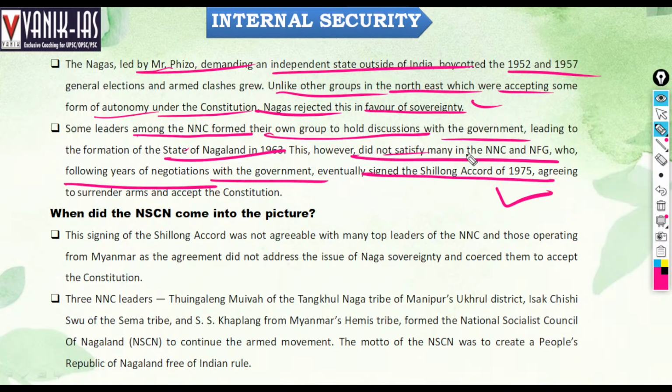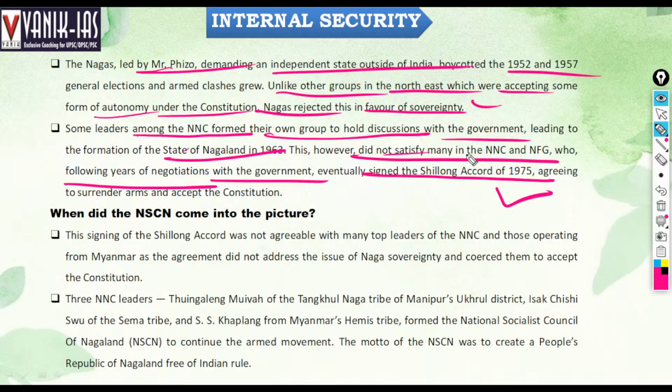Then this NSCN-IM, which has created such a disturbance, came after the signing of the Shillong Accord. The Shillong Accord was not agreeable to many top leaders in the NNC, those operating from Myanmar, as the agreement didn't address the issue of Naga sovereignty and coerced them to accept the constitution. Right? The basic demand of the Nagas was Naga sovereignty. That means all the decisions regarding Nagas will be taken by the Nagas, not by any foreign entity.